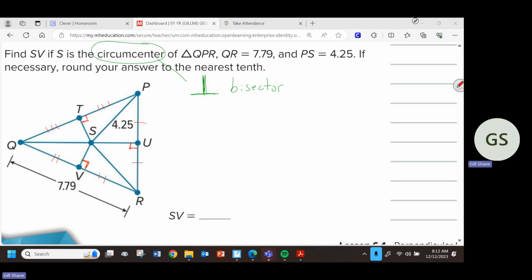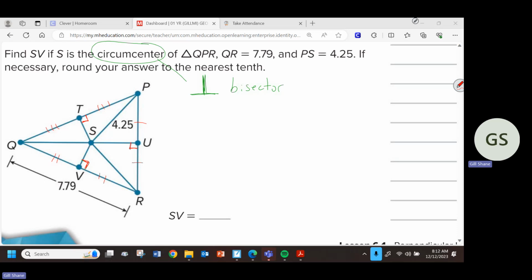And the tests are even worse because on the test, they make these teeny tiny figures and try to cram the information in there. They did tell you though also. So sometimes they'll tell you in writing because they know the figures can be confusing. So make sure you read everything they give you. So SP is the 4.25. So we can't say this is 4.25 because it's not about that segment.